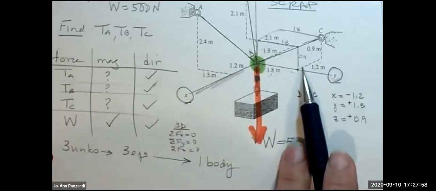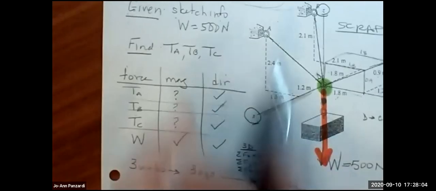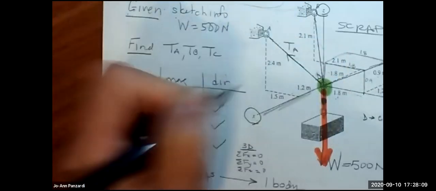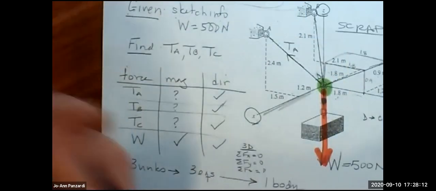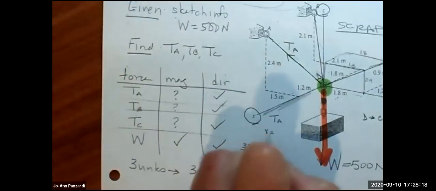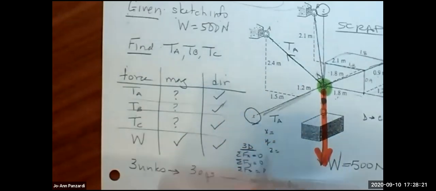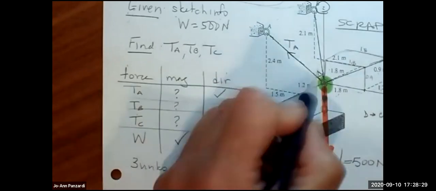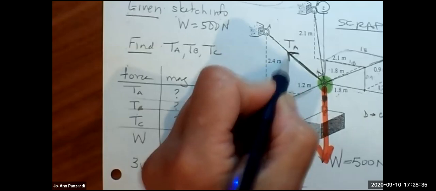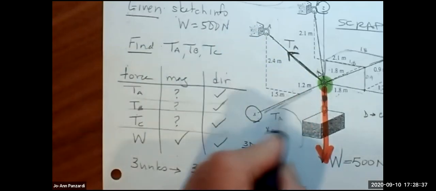All right, everybody get it? Let's do another one. Okay, you're going to do it on your own now. Look at this TA. For TA, what's the distance in the X, Y, and Z? Don't call it out. Give everybody a little bit of time. For TA, what's the X, Y, and Z distance?